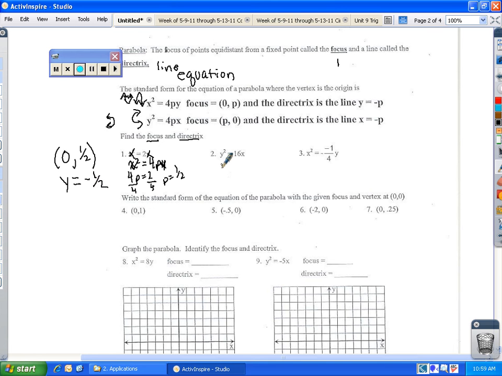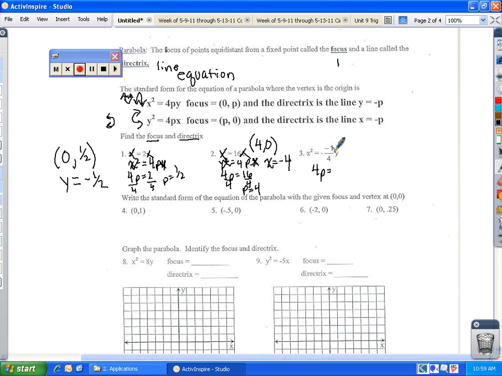For number 2, again, y squared equals 4px. So the y squareds are the same, the x's are the same, and 4p equals 16. Divide both sides by 4, and p equals 4. Since p is equal to 4, and this is a y squared equals equation, we know that our focus point is at (4, 0), and our directrix is in the form of x equals the opposite of p, which is -4.